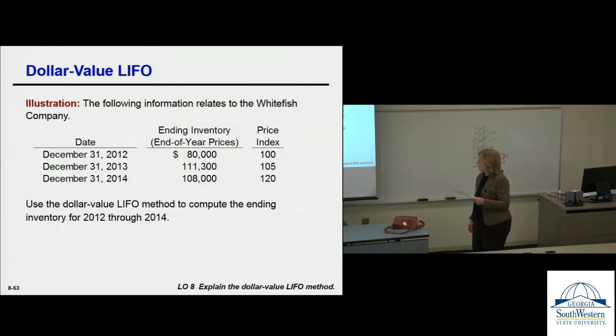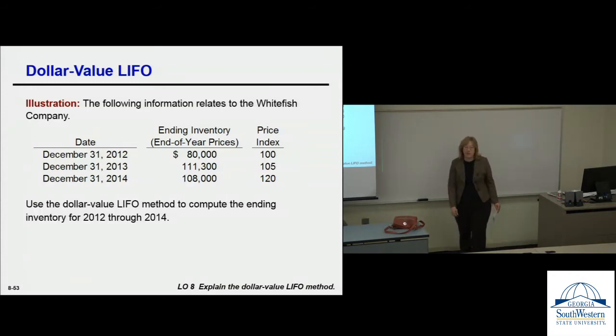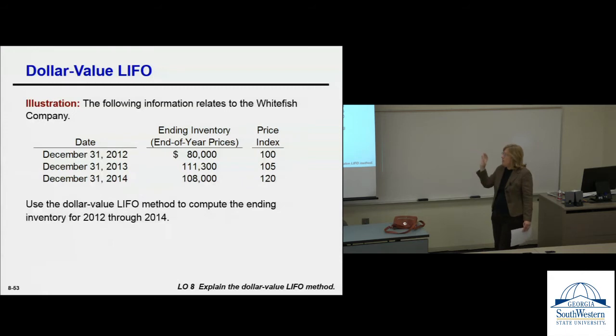So I wrote that stuff on the top. This to me looks like a valid problem for dollar value LIFO, okay? Like this, a really good example. And the way that it would be presented would be, here are your ending inventory values for these years. So see, they're giving you the ending inventory at end of year prices and the price index.